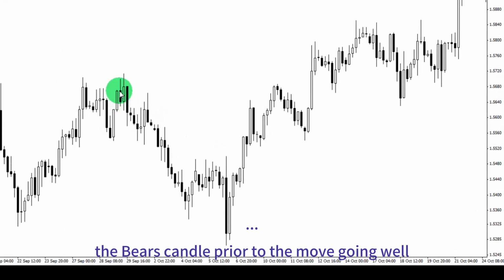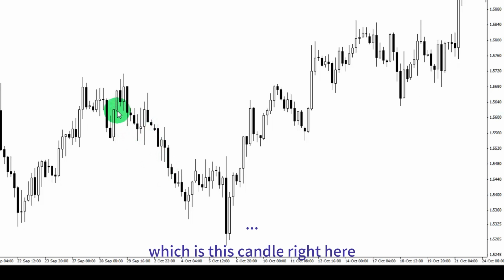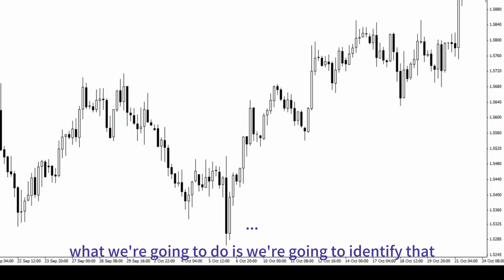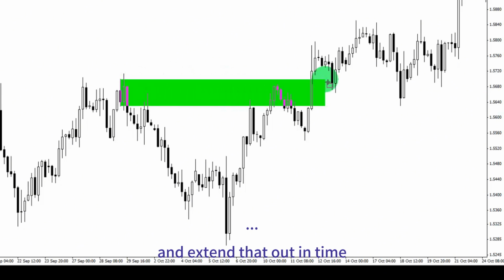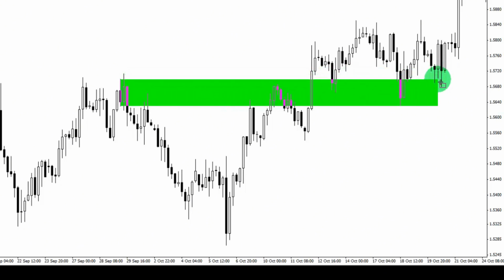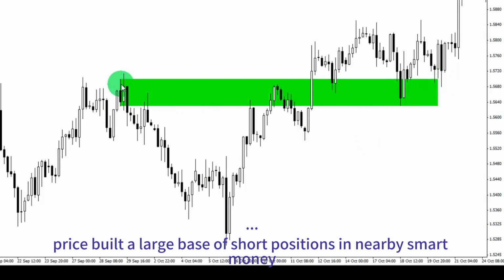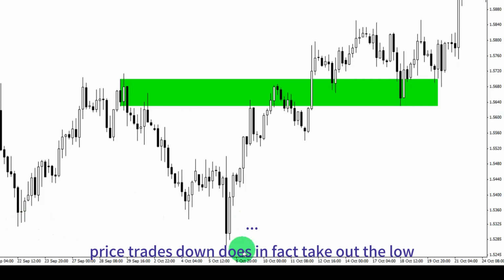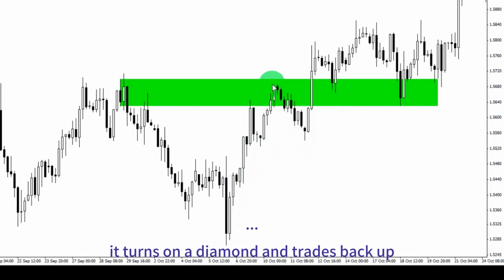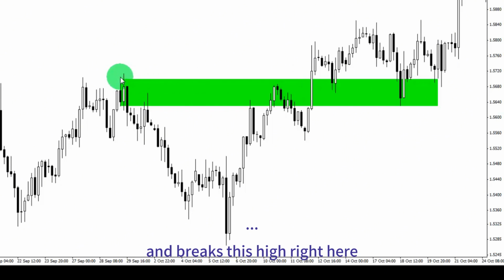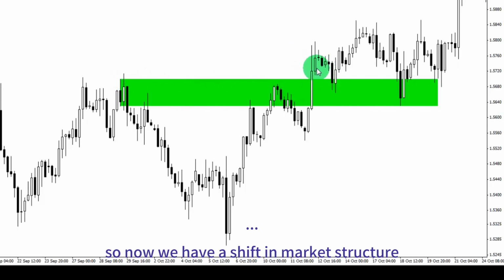Okay, the bearish candle prior to the move going lower, which is this candle right here. What we're going to do is identify that, and we're going to extend that out in time. Just like that. Price built a large base of short positions in here by smart money. Price trades down, does in fact take out the low, but ultimately look what happens. It turns on a dime and trades back up and breaks this high right here. So now we have a shift in market structure.